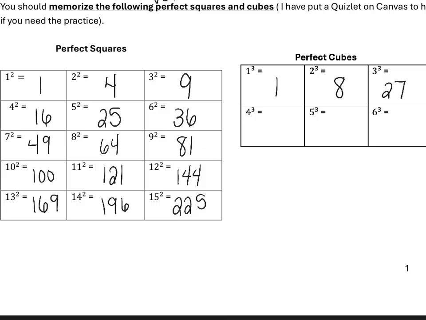4 cubed is 64. 4 times 4 is 16, times 4 is 64. 5 cubed is 125. And 6 cubed is 216. You aren't going to see too much higher than 6 cubed. I think I said squared, but cubed.